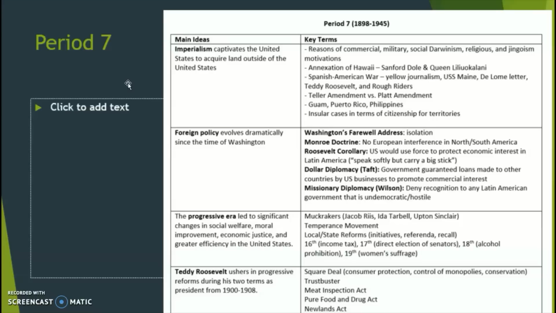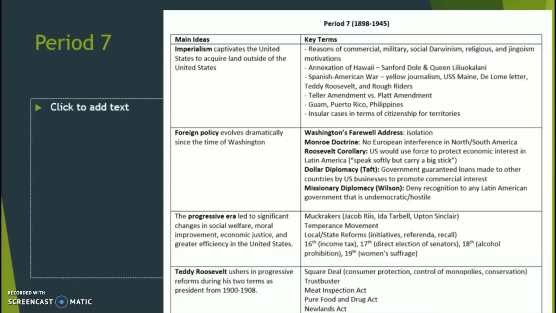We'll also see the De Lôme letter igniting tensions between Spain and the United States as they intercept that diplomat's letter. Teddy Roosevelt will also be part of this war and joining the Rough Riders, as of course we'll later see him as president.